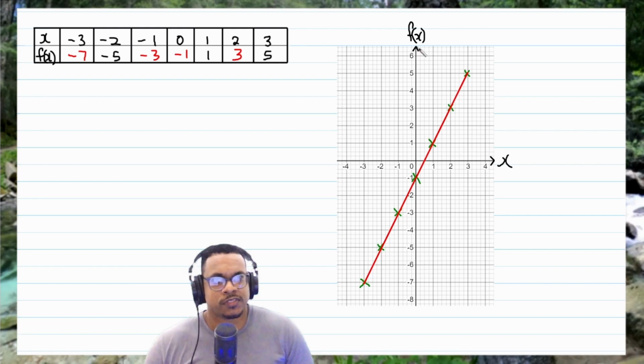So a point to note that f of x is equal to y. So it doesn't matter what the name of the function is, whether it be f of x, whether it be g of x, a of x, it's equal to y.